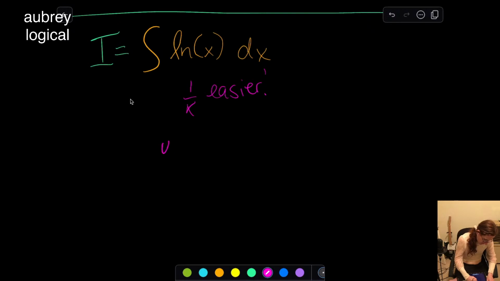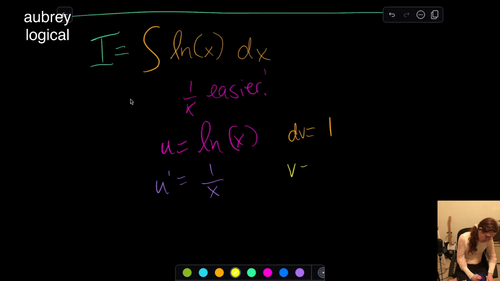So our u is going to be the ln of x, and then our dv is going to be 1. Derivative of u, 1 over x. The antiderivative of 1 is x. Okay.